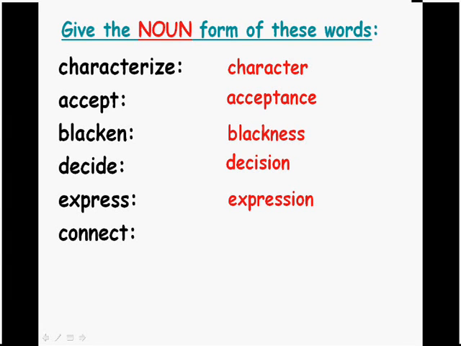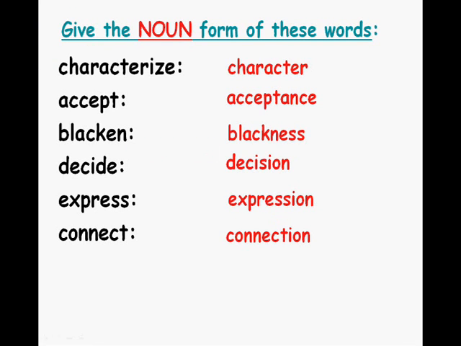Connect. Yes, I heard you. You did that very quickly. Connection. Because you are always connected to the internet, so you know the connection. So the verb is connect. You add T-I-O-N. And again, connect, T is there already, so you put I-O-N. So connect as a verb is changed into connection as a noun.